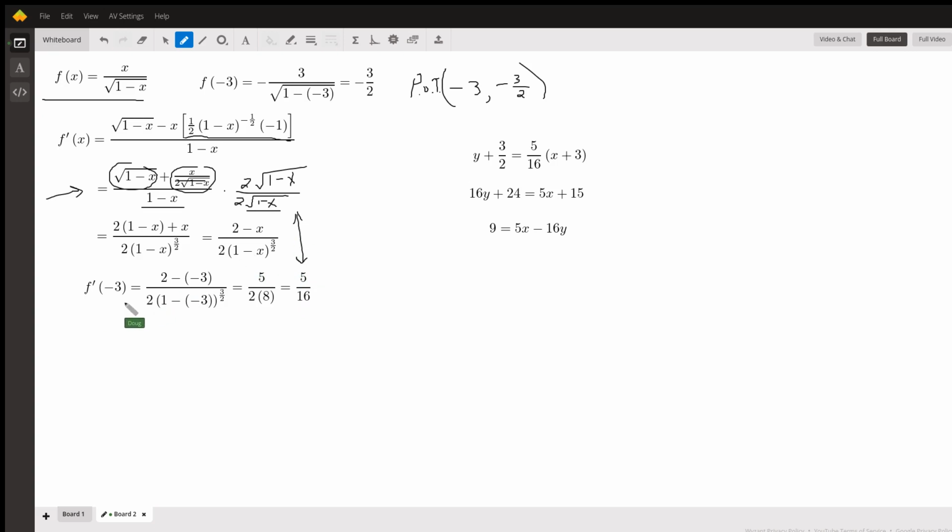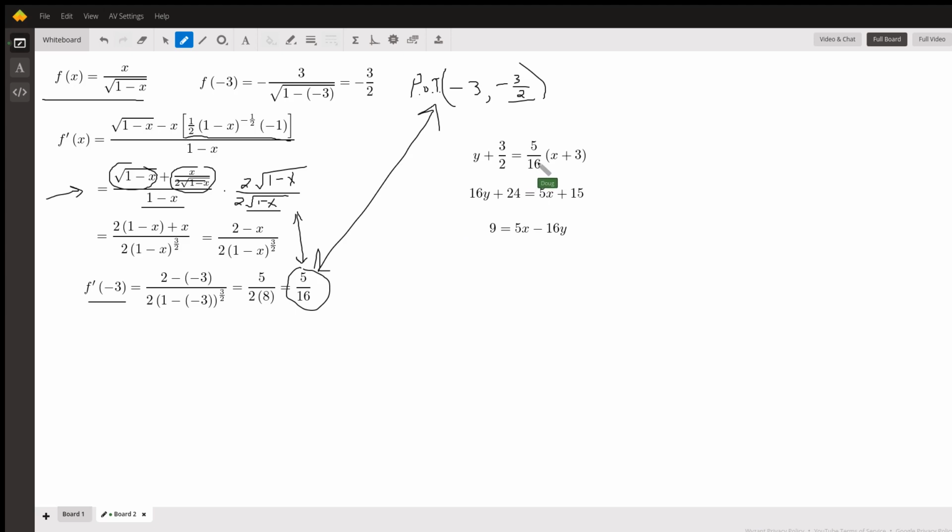And here's f prime of -3. -3 in for x gives us 5/16. We've got the slope of the tangent line. We've got the point of tangency. Use point slope. y minus y sub 1 equals the slope times x minus x sub 1.